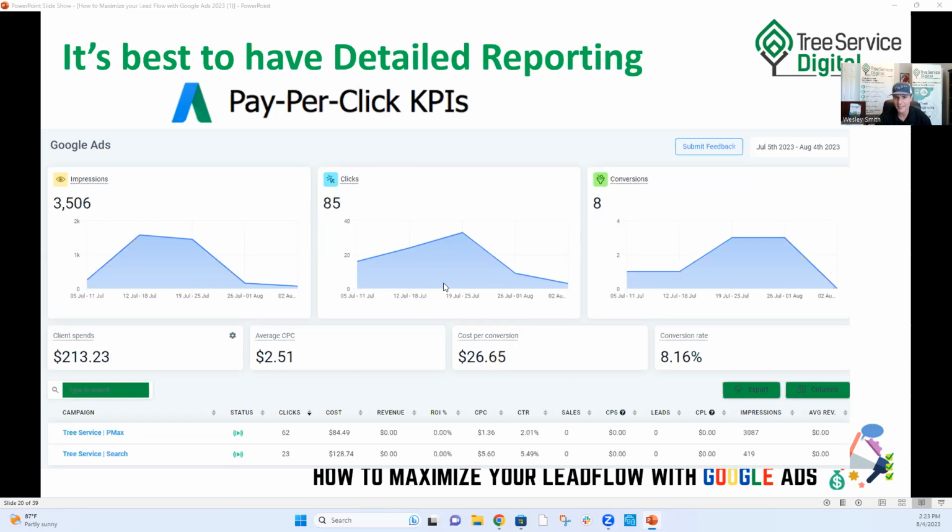Now, this is a blend, and we're going to get into this in a minute too. This is a blend of search ads. So when people search for tree service near me, tree service your city, and they actually show the ad on the search page.